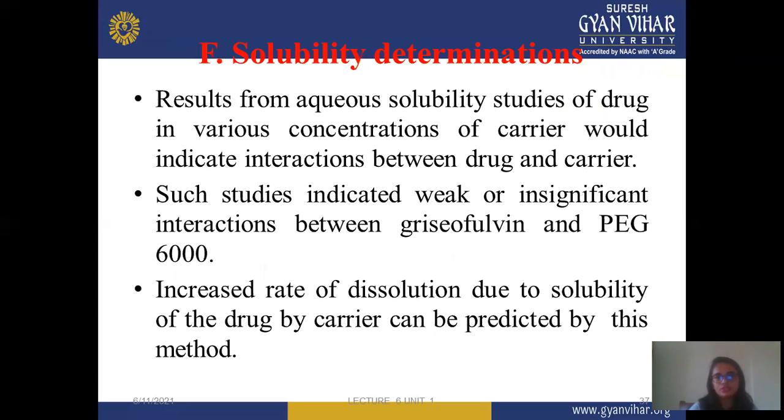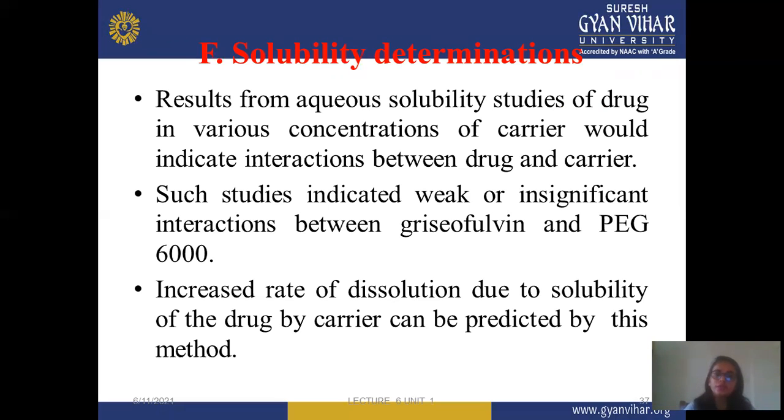Next is the solubility determination method. In solubility determination, results from an active solubility study of a drug in various concentrations of carrier would indicate interaction between the drug and carrier. Such a study indicates weak and insignificant interaction, and an increased rate of dissolution due to solubility of the drug by the carrier can be predicted by this method. In this method, the example is mainly for weak or insignificant interaction. Example is griseofulvin and PEG 6000 mainly.